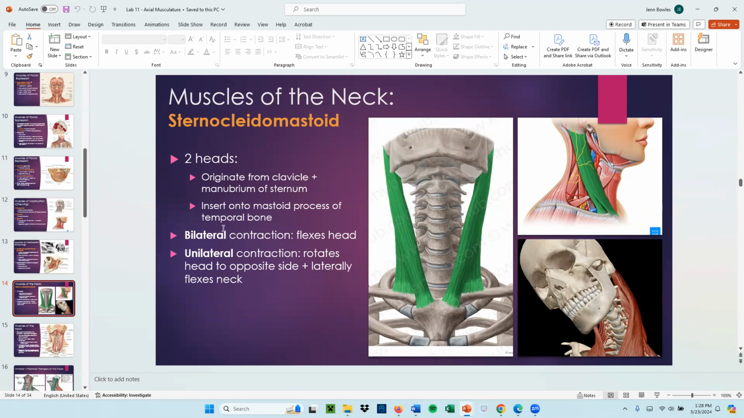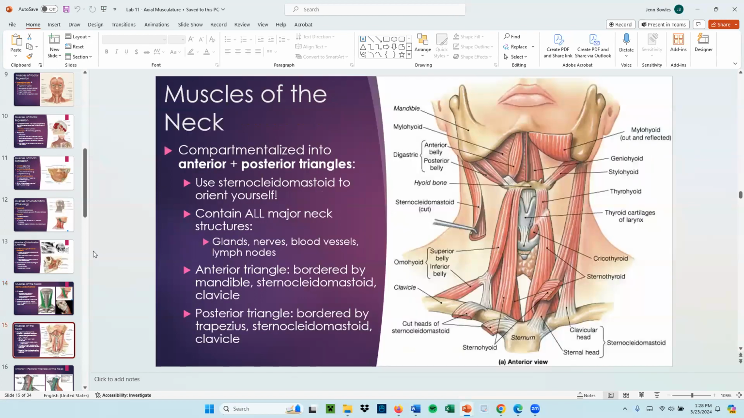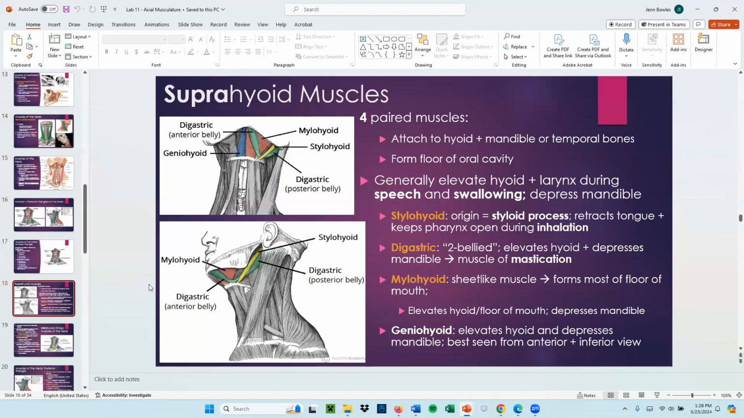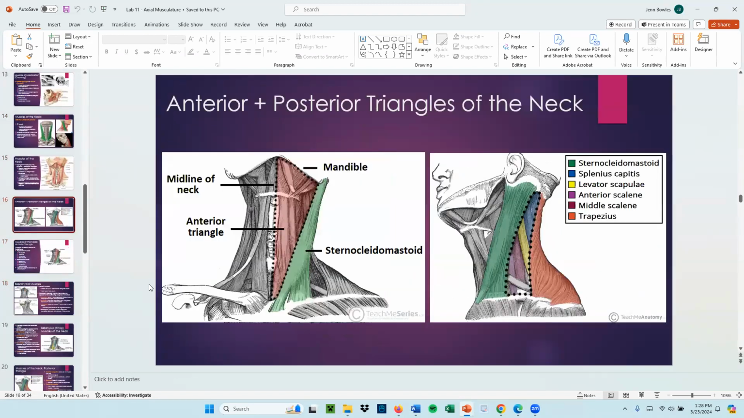But if you know that the sternocleidomastoid bilaterally contracts and that causes head flexion, that is a really good clue that you are on the right track to identify this as sternocleidomastoid. So all of this is good information. That said, you don't need to know attachment points and actions to do well on the exam. As long as you can recognize these muscles on a model, you will be golden.